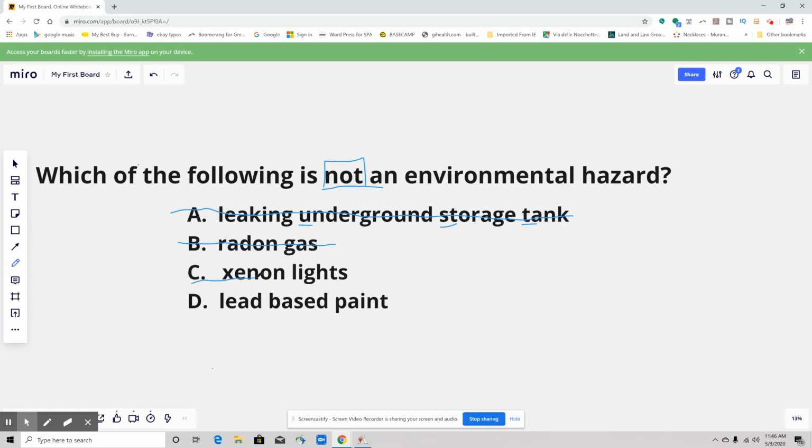Xenon lights. Xenon lights. You might look at that and you might not know what that is and you might want to pick that. Well, that is the answer. But let's understand why that's the answer because we're going to go to D first.